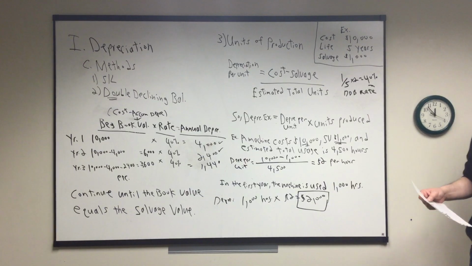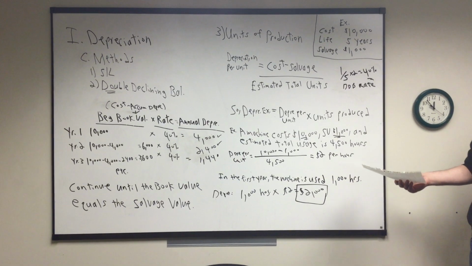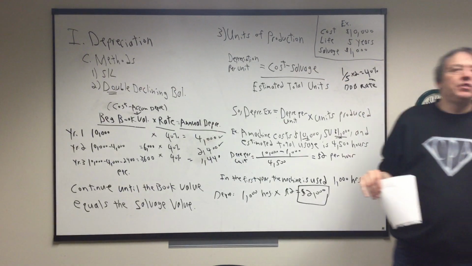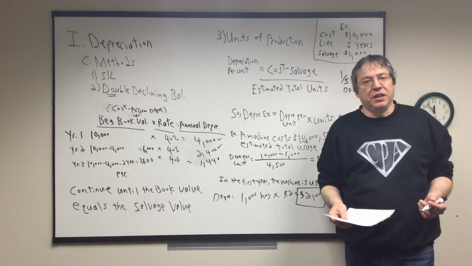All right, so now we actually covered 3 methods of depreciation: straight line, double declining balance, and units of production. In our next video, we're going to talk about disposal of fixed assets. Thank you.